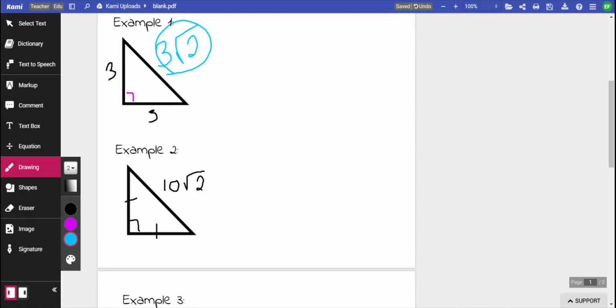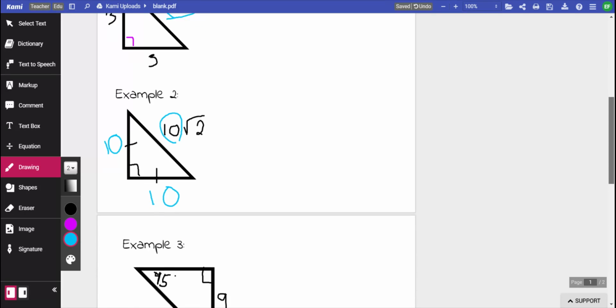In example 2, they give us the length of the hypotenuse as 10 times the square root of 2. So we really have to use our theorem backwards. Since the square root of 2 is being multiplied by 10, that means that our legs have to have a length of 10. Again, we know that this is an isosceles right triangle. We can apply these rules because we're shown that both sides are the same length, and we have the right angle symbol in there.